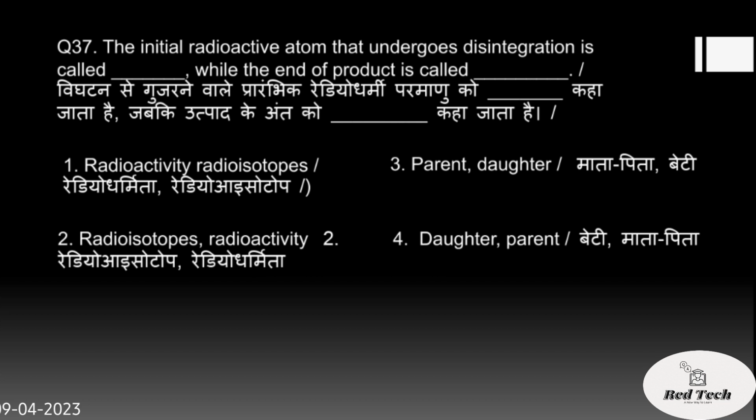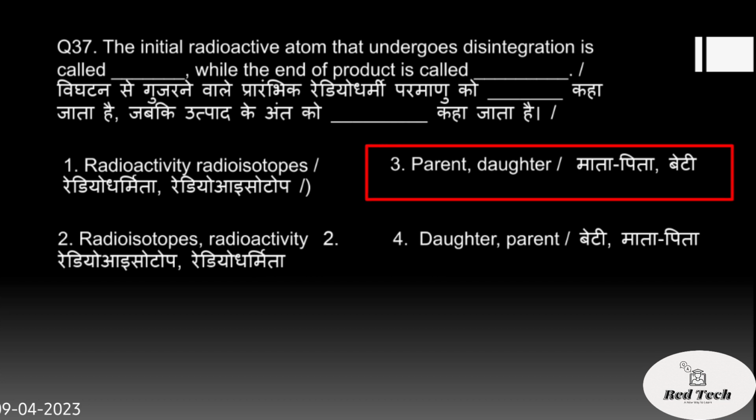So the right answer is basically option number 3, which means parent and daughter. The initial radioactive atom which undergoes disintegration is the parent, and the end product which comes out from the radioactive atom after disintegration is the daughter. So it is a basic understanding that one product is a parent, and what comes from that product after disintegration is the daughter. So option number third is the right answer.